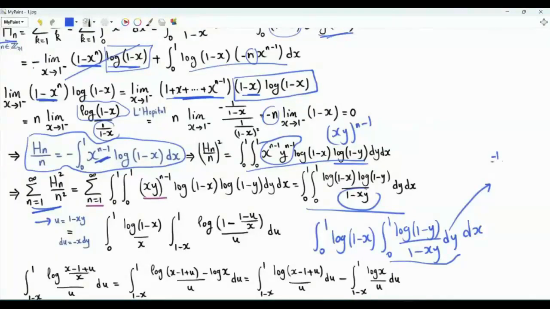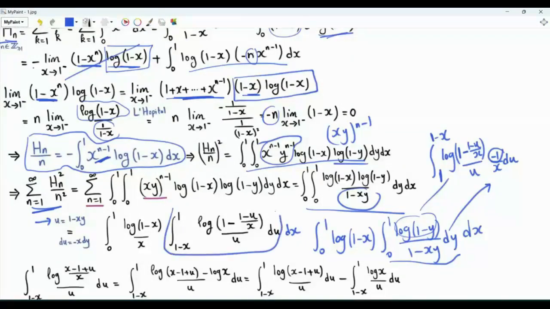dy is minus 1 over x du, then log(1 minus y). If u is 1 minus xy, then xy is 1 minus u. 1 minus y is 1 minus (1 minus u) divided by x. The denominator 1 minus xy, that's u. Let's see the limits of integration. If y is equal to 0, then u is equal to 1. And if y is equal to 1, then u is equal to 1 minus x. We can use this minus sign to have the integral from 1 minus x to 1 of log(1 minus u over x), and then we have u in the denominator, du. There is a dx here.